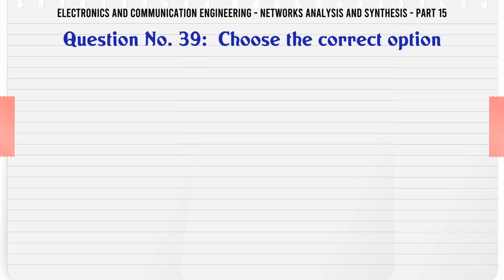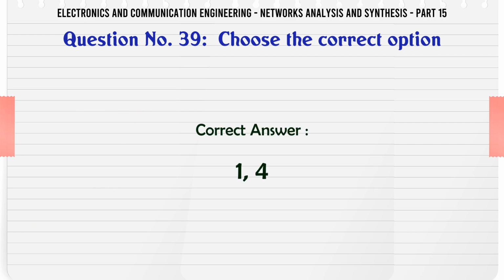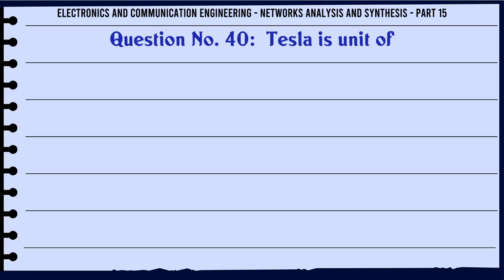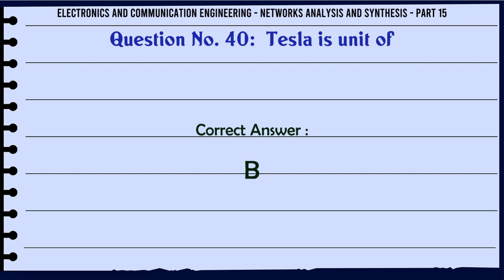Choose the correct option. A. 1 2 3 4, B. 3 4 2, C. 1 4, D. 3 2. The correct answer is 1 4. Tesla is unit of A. B, B. C, H, D. MMF. The correct answer is B.